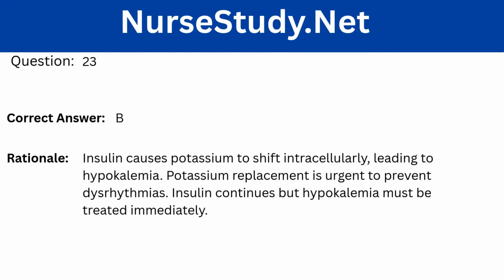Correct answer: B. Rationale: Insulin causes potassium to shift intracellularly, leading to hypokalemia. Potassium replacement is urgent to prevent dysrhythmias. The insulin infusion continues, but hypokalemia must be treated immediately.